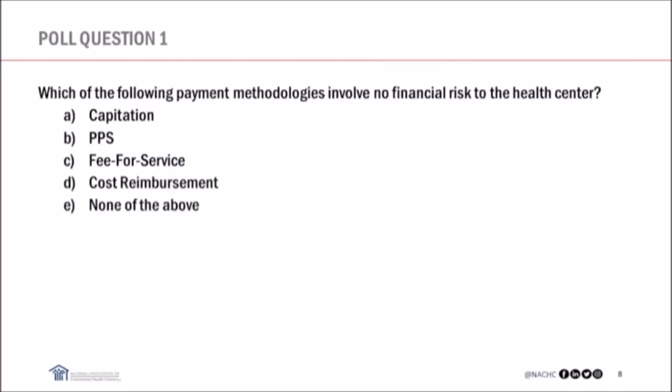All right, let's start with the first poll question that's now up on the screen. This question says, which of the following payment methodologies involve no financial risk to the health center? And you'll see 5 options in front of you. So please make your selection now, and I'll give folks a moment to answer the question. If you can't see the slide and you're just tuning in, the options are: A is capitation, B is PPS, C is fee-for-service, D is cost reimbursement, and E is none of the above.